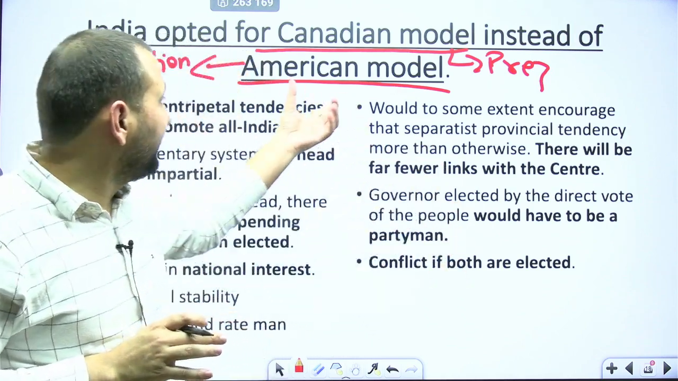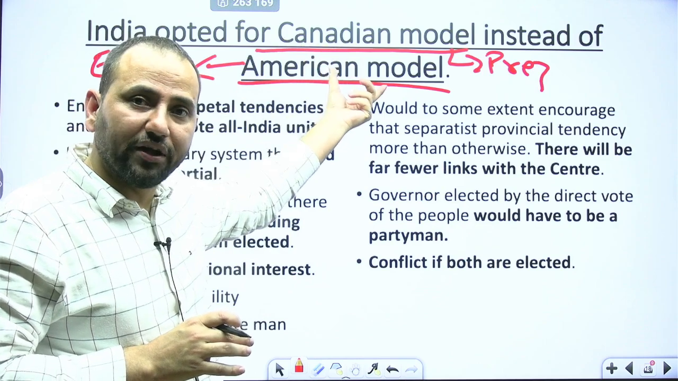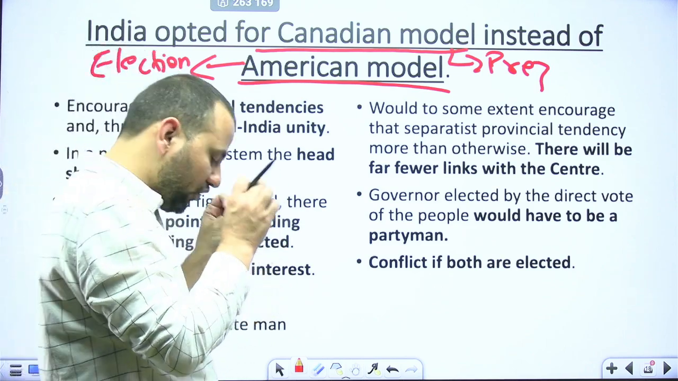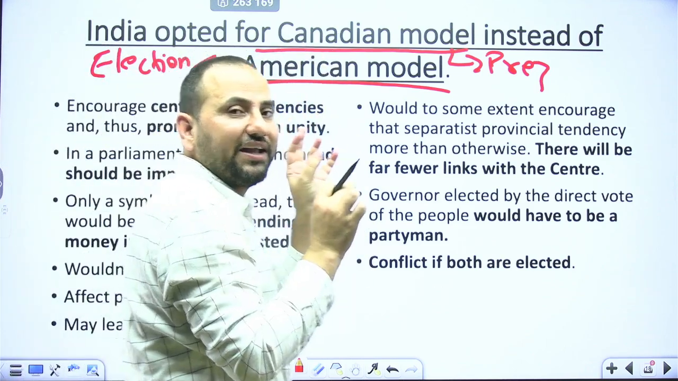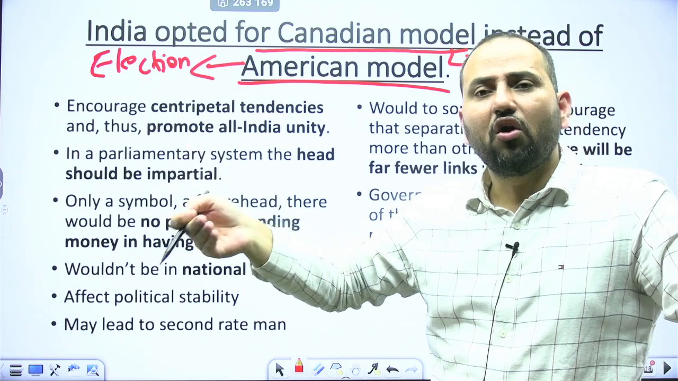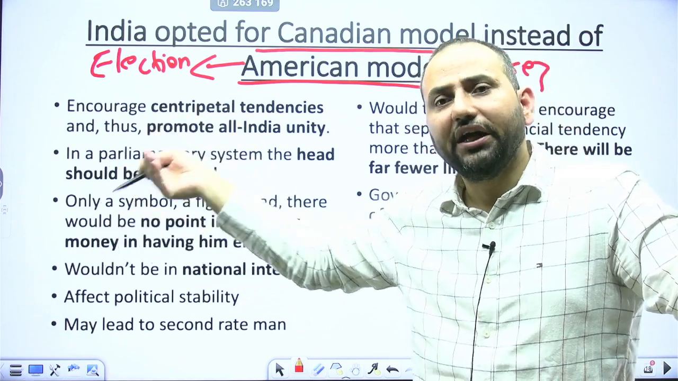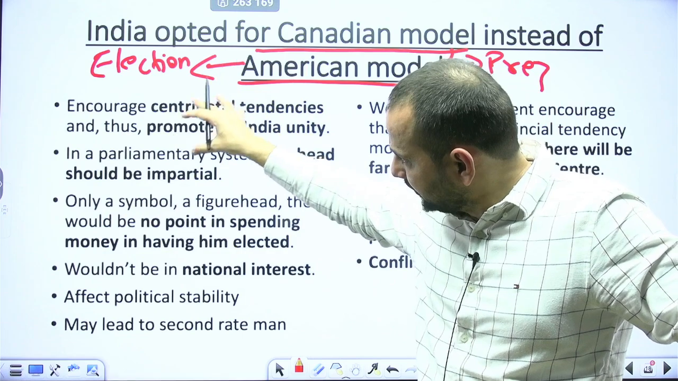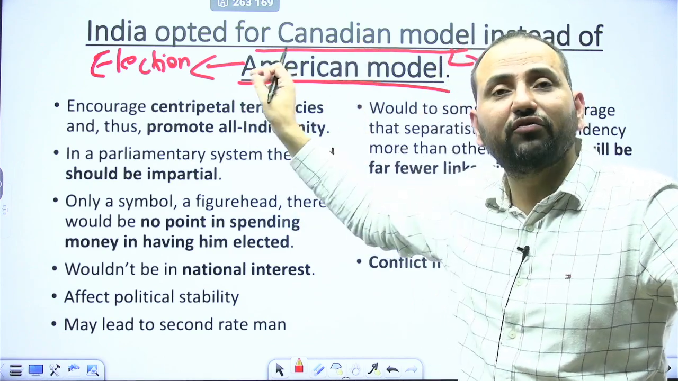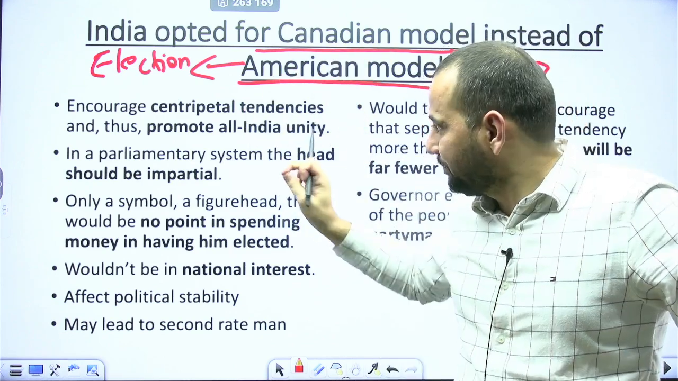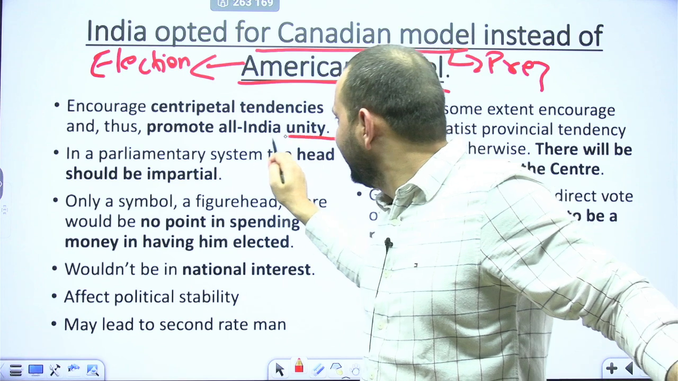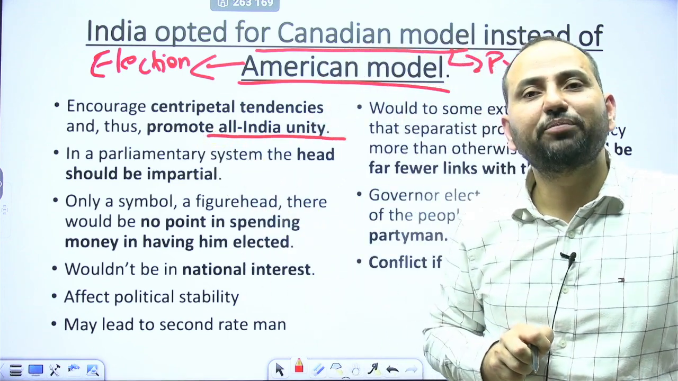So if you see the American model as well as the Canadian model, India opted for the Canadian model and not the American model. The main reasons behind opting for the Canadian model can be summed up through the debates of the Constituent Assembly, which we have seen, either Jawaharlal Nehru or Dr. Bhimrao Ambedkar Sahab and many more. The whole provision of opting for the appointment of the office of a governor through the president can be summed up through these points. Jawaharlal Nehru clearly specified that we need to have all India unity, and the structure should promote all India unity.